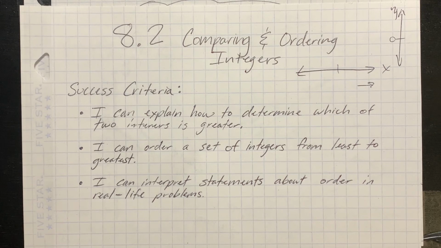All right, so by now, with 8.2 comparing and ordering integers, you should be able to explain how to determine which of two integers is greater when you compare them. You should also be able to order a set of integers from least to greatest, and also interpret what that means, being able to understand statements about order in real life problems.